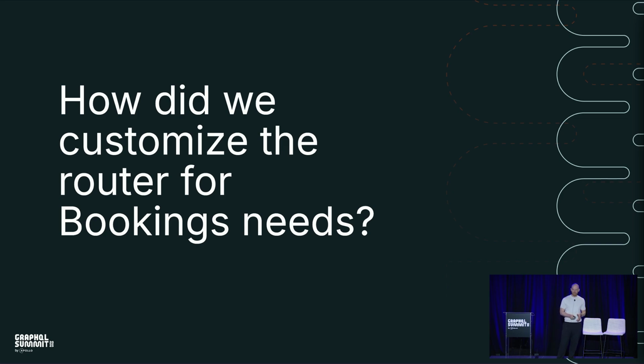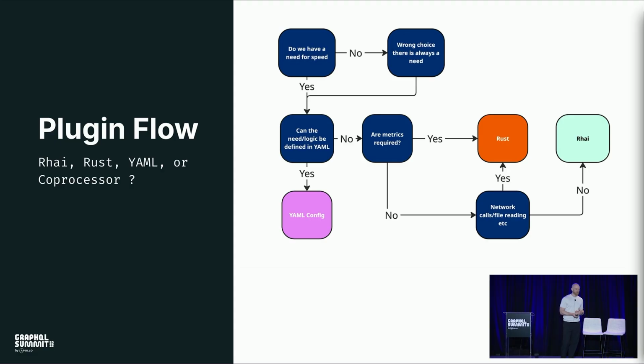So let's talk about customization a little bit and what we did it for Booking. One of the questions is, how do we decide what to do in the plugin? YAML, Rye, Rust, or a coprocessor? So we came up with this flow chart, and there are a couple asterisks to it we'll talk about. But this flow chart kind of defines our thinking process quite a bit.